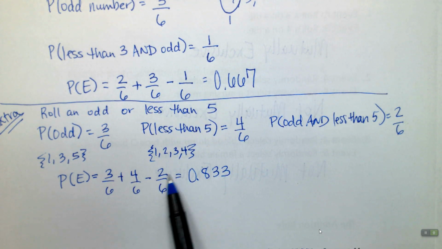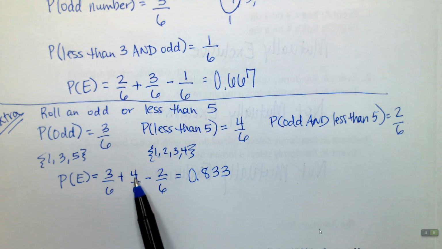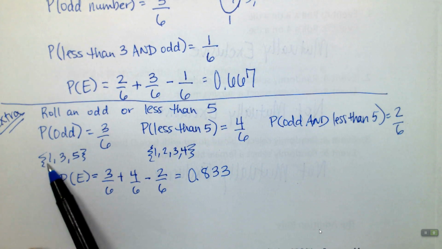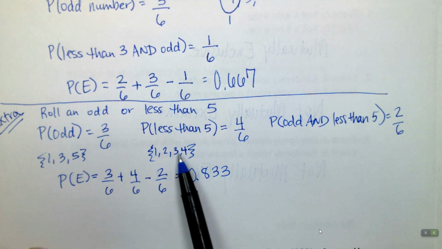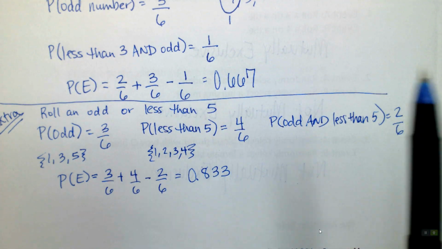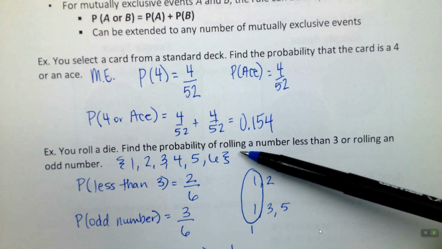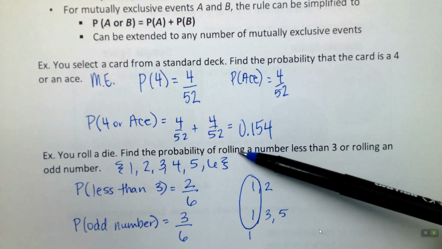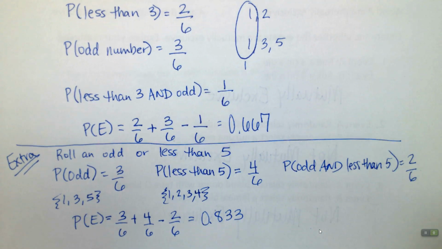So if I were to do this problem math-wise, this is going to be 3 plus 4 is 7 minus 2 is 5. So I should have 5 numbers that are odd and less than 5. But when I do this, I have 1, 3, 5, 1, 2, 3, 4. That's 7 numbers all together. But I don't have 7 numbers in my actual possibilities. So I have too many numbers.